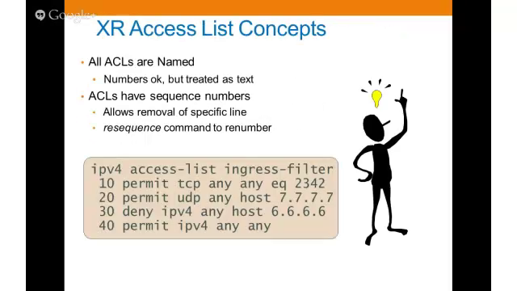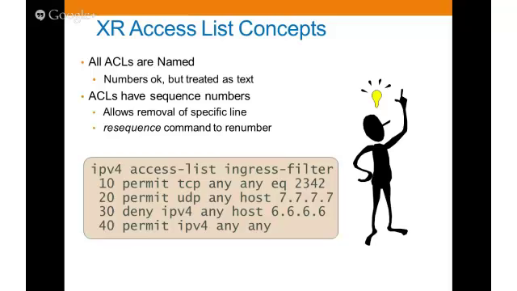Access lists. Okay, so now in IOS XR, there is no such thing as numbered access lists. All are named. You can type numbers though, but they will be treated as text only.